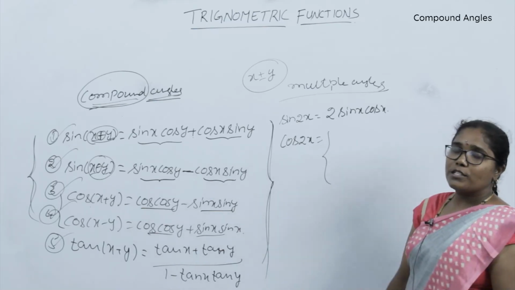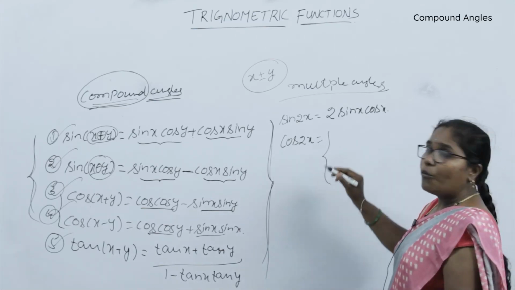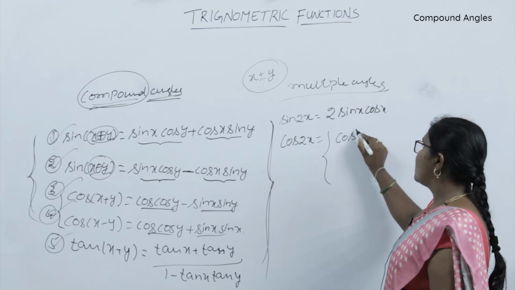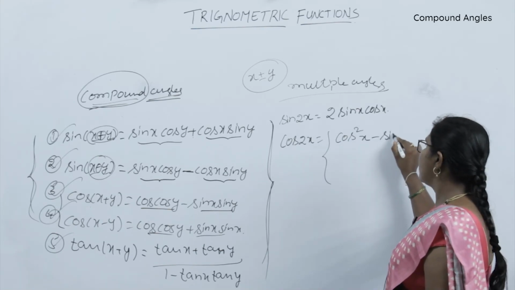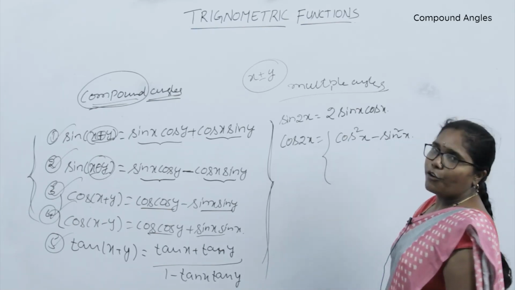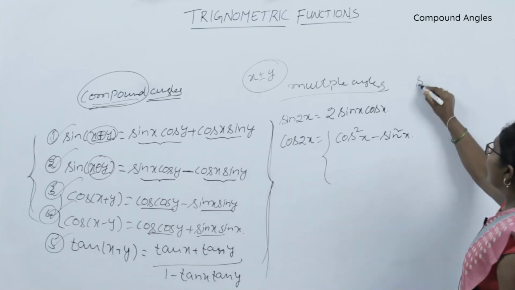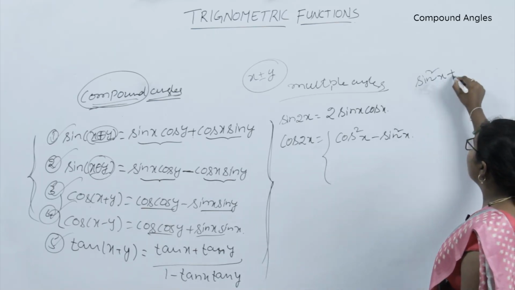We have 3 formulas for cos 2x. What is the first formula for cos 2x? It is cos square x minus sin square x. One formula. And you know that the basic identity is sin square x plus cos square x.